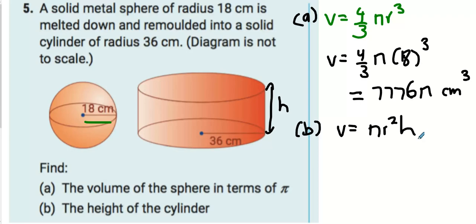Who got pi r squared h? Okay, turn around there, please. We got pi r squared h here. Now, lads, once again, what's the radius for this question? Why is it 36? We're talking about the cylinder, aren't we? And the height, that's the goal of the question. And what does it equal? What does the volume of the cylinder actually equal?